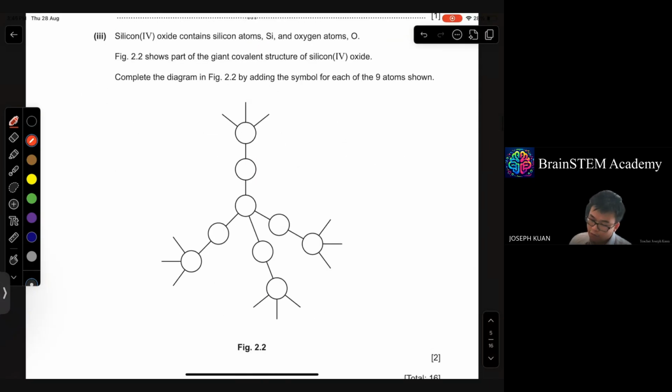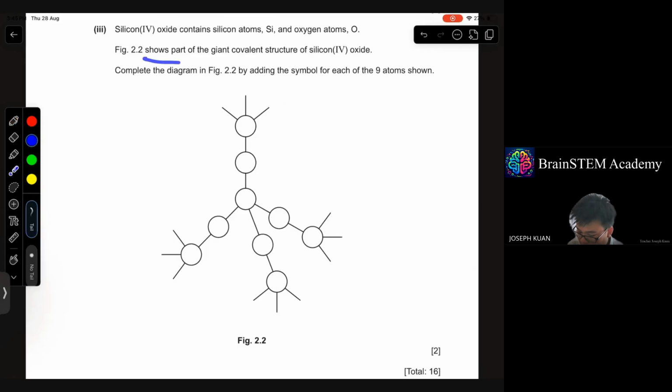Next, silicon oxide contains silicon atoms and oxygen atoms. So the figure 2.2 shows part of the giant covalent structure of silicon oxide. Complete the diagram in the figure by adding symbol for each of the 9 atoms shown. Now, silicon is a group 4 element. It will form 4 lines. Oxygen is a group 6 element. It will only form 2 lines.